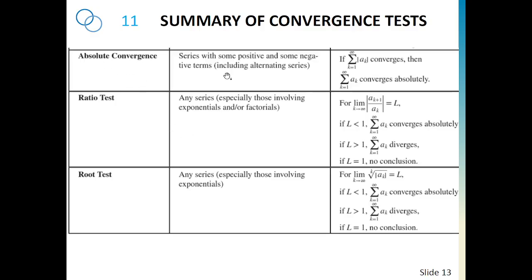absolute convergence. So this is useful in some alternating series and also with the series that have mixed signs but they are not regular. Ratio test and root test. So you see the conditions and the conclusions are the same.